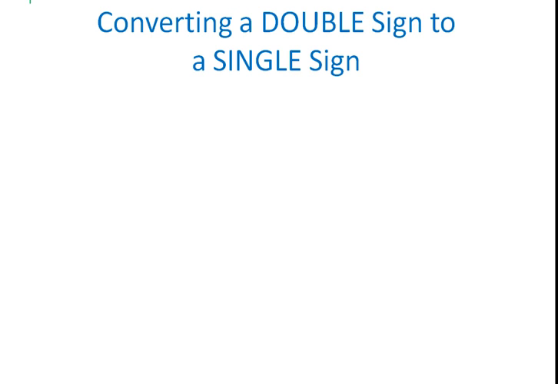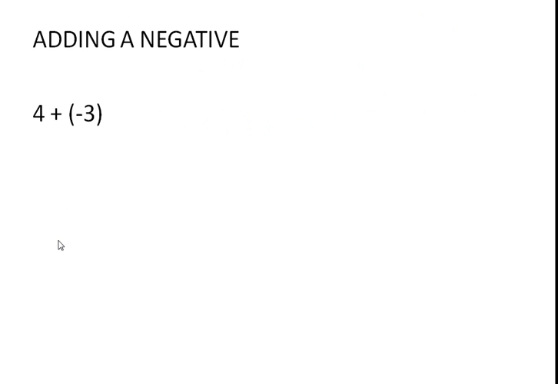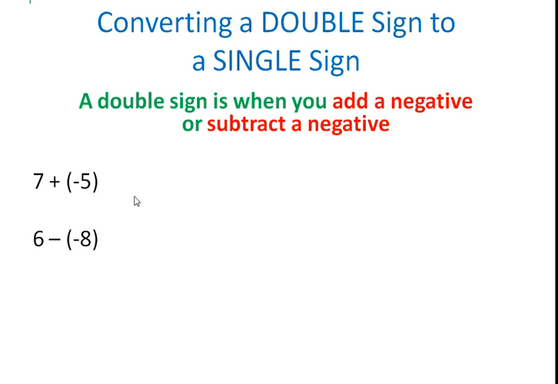Okay, we're going to take a look at converting a double sign to a single sign. So it looks like the problems that we just got through doing in the other video. And so a double sign is when you add a negative or where you subtract a negative. So for instance, here you have 7 plus a negative 5, you're adding a negative, that's a double sign. Here you're subtracting a negative, and so that's a double sign. We want to get rid of that.